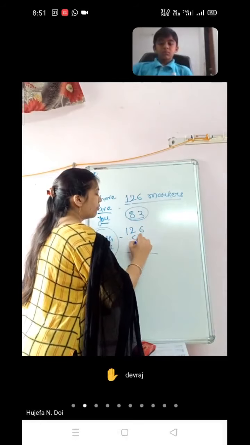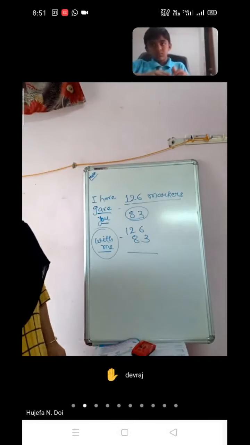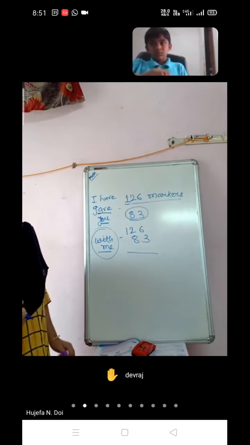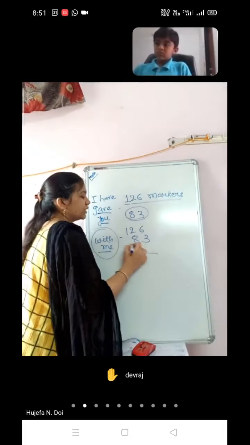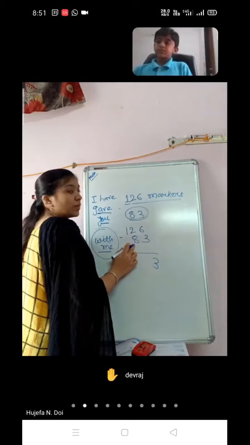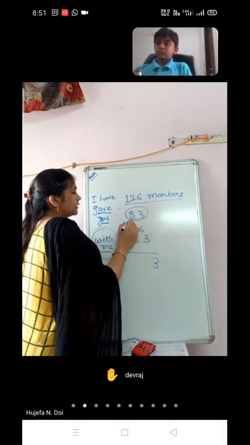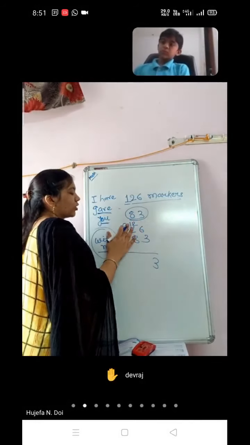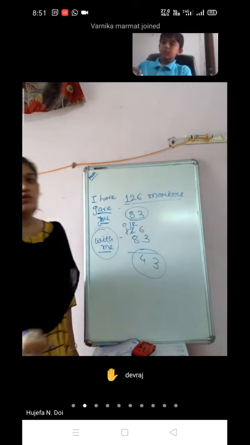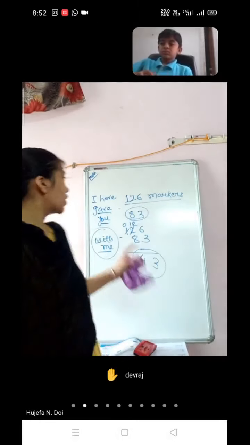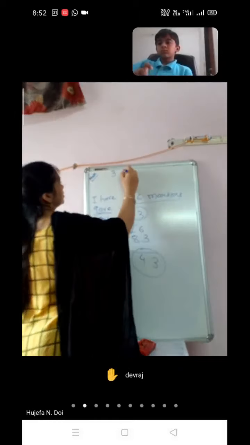126 minus 83. I want to know only this thing, कि आप क्या कर रहे हो जिससे आपको आंसर मिल रहा है. You are doing the subtraction. So 6 minus 3, 3. 2 minus 8, you cannot do that. So we are taking a borrow. 12 minus 8, 4. So answer is 43. So our next chapter, we are going to learn chapter number 3, subtraction.